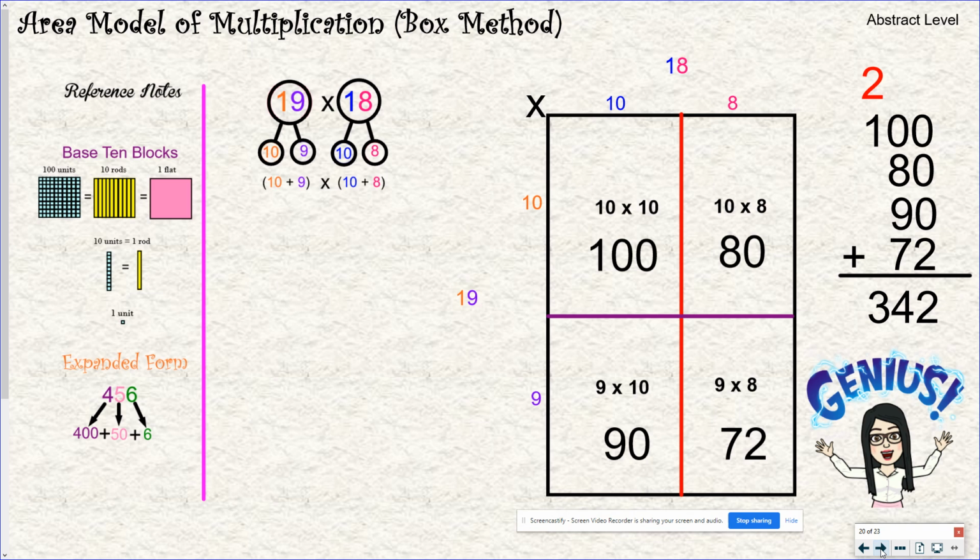Here I just took away the base 10 blocks. This is more of the abstract level. So you could just draw a rectangular box, break it up into 4 quadrants, place the decomposed factors on top and on the side, and multiply, and you get the same answer.